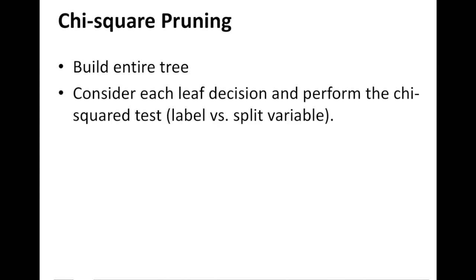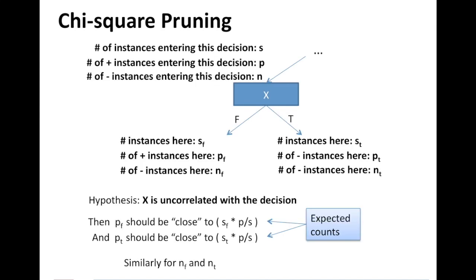Okay, the first technique is chi-square pruning. Chi-square pruning builds the entire tree. You can also use this to stop building the tree, but we'll discuss the scenario where we build the entire tree, consider each leaf decision, and perform the chi-square test. How do you perform the chi-square test?